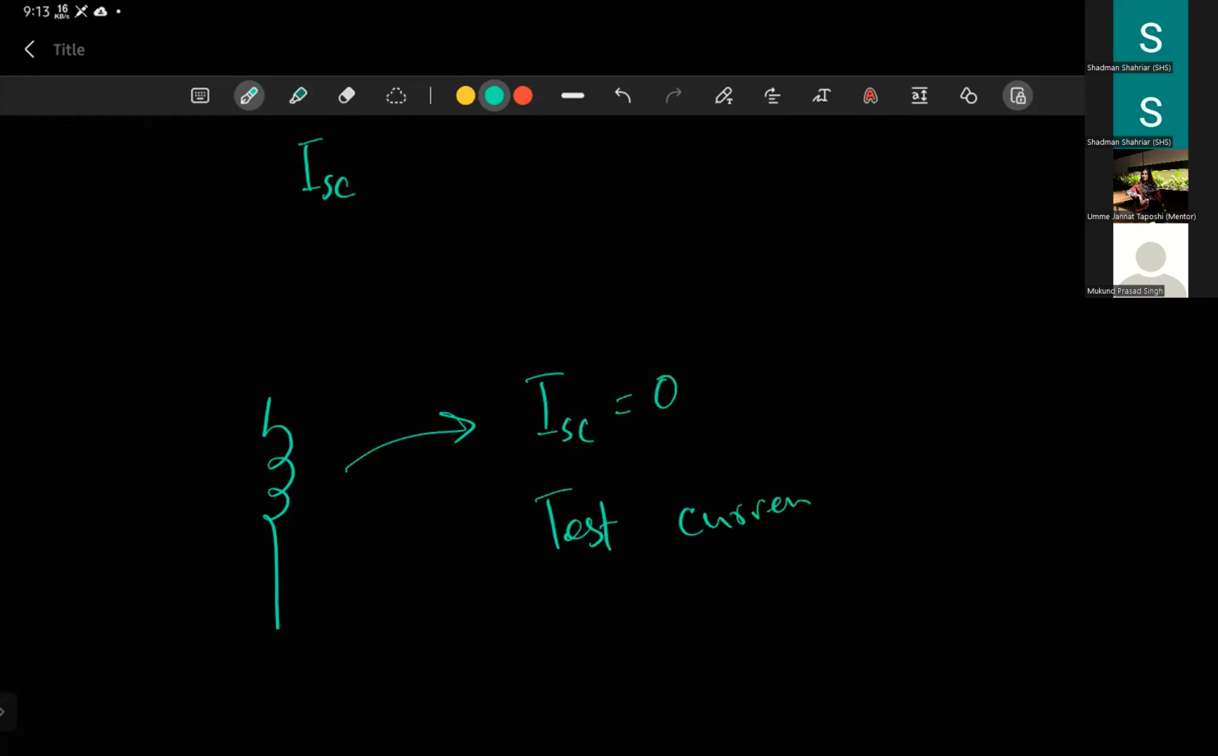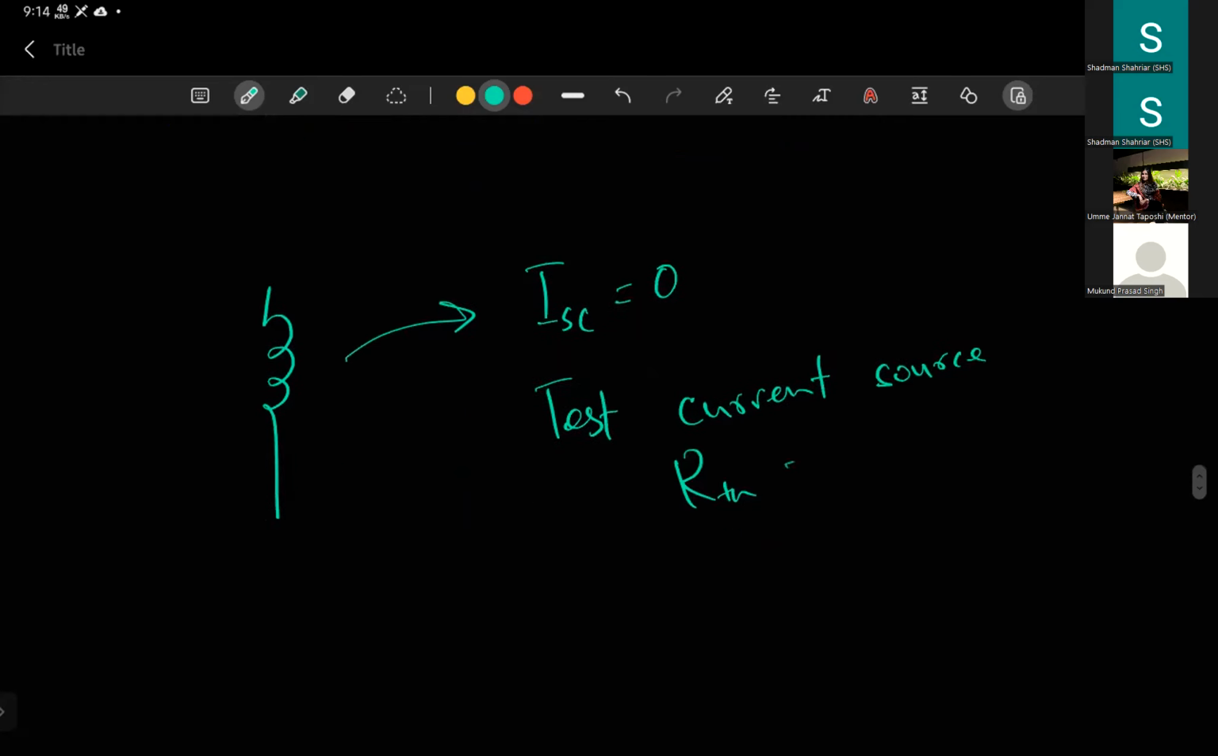Some of you found RThevenin by doing VOC by ISC, but that is divided by 0. Something divided by 0 is not 0. That's actually undefined. So please don't make this mistake. If you have 0 ampere short circuit current, that means your open circuit voltage is also 0. So you have to use a test current.